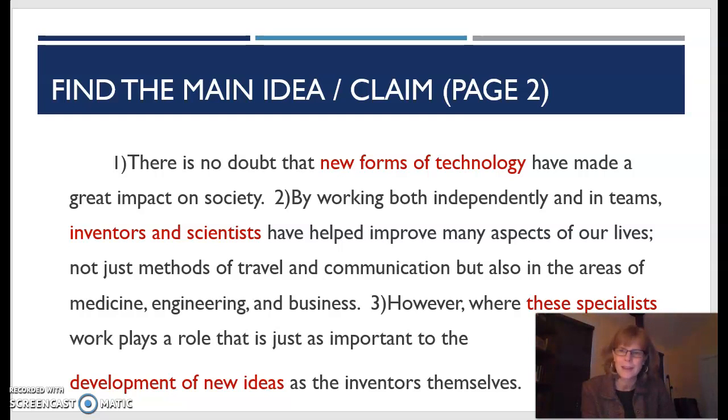These are the topics that this paragraph is about. In fact, we'll see that all 5 paragraphs are talking about technology and the people, the inventors, the scientists that are developing new ideas, the inventors themselves. But if I look again at these 3 sentences, this is the first paragraph, I might ask you, what is the writer's central claim? What is the writer trying to tell us here about technology, about scientists, about inventors?